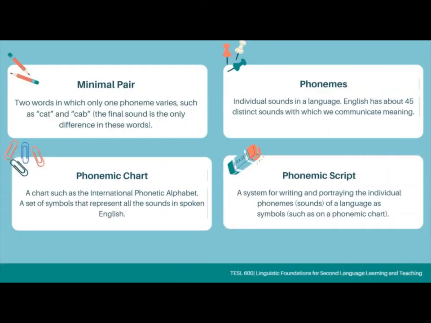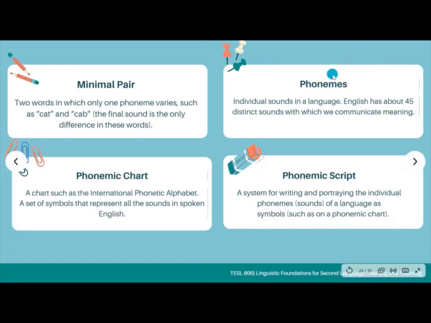So minimal pair. We have here two words in which only one phoneme varies, such as cat and cow. The final sound is the only difference in these words. Minimal pairs are often used in pronunciation exercises. At times, minimal sentences are also used. For example, I caught a cat/cab outside my house. So you will be able to see whether the student can comprehend the sentence. You can let them circle the correct word, which one is correct, cat or cab.